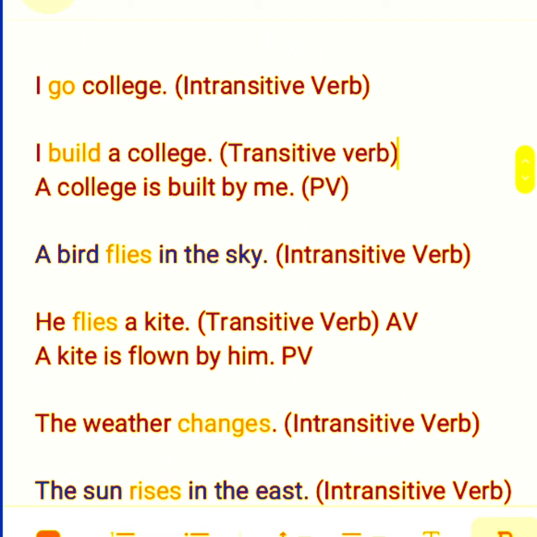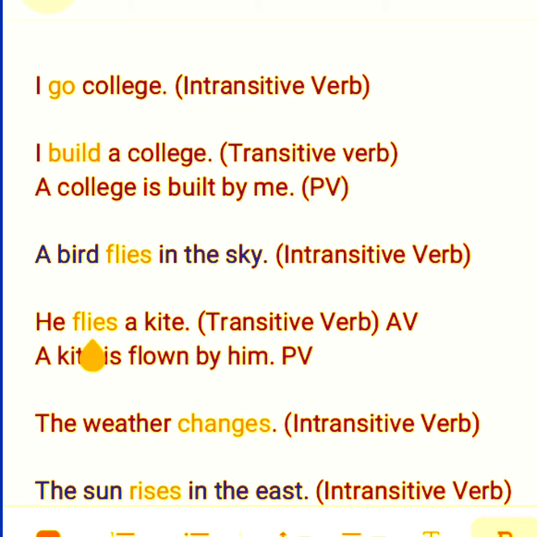Now, a bird flies in the sky. Again here see, look at this verb. This verb is intransitive because the action of the bird, that is of flying, the bird flies but does not do anything to the sky. That's why the action of flying does not pass over from the bird to the sky. Okay, that's why this verb is intransitive. But again, look at this sentence. This sentence, the first one, cannot be changed into passive voice.